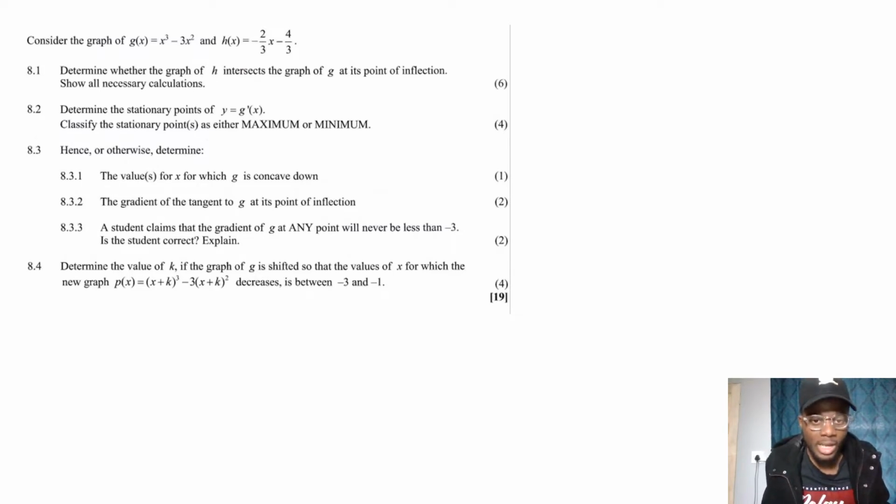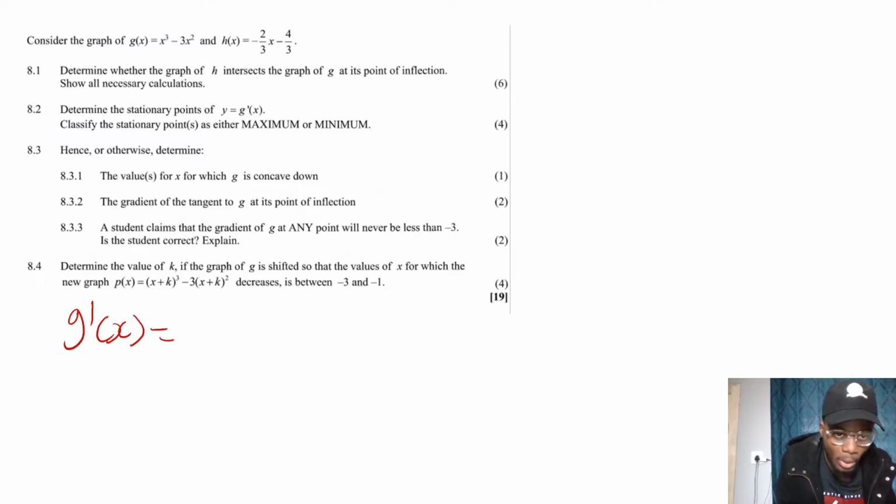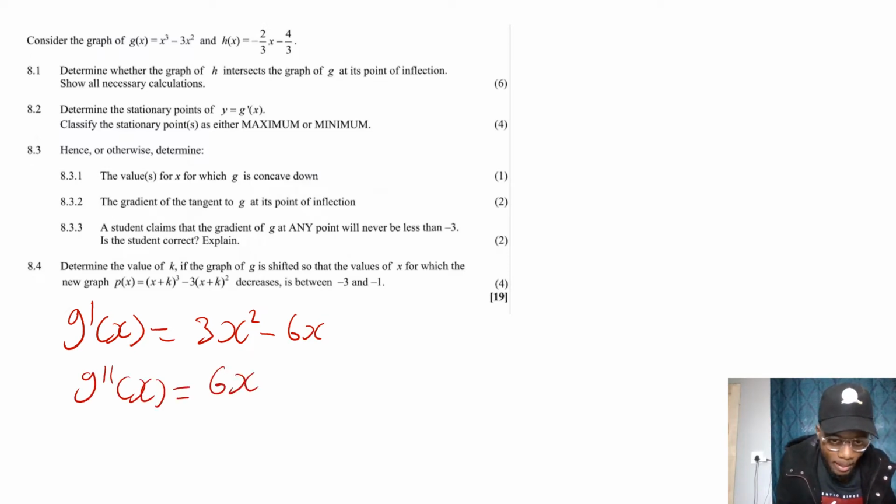So the first thing that we have to do in this question is to determine the point of inflection. To determine the point of inflection of our function, which is g of x, we do the second derivative and then equate it to 0. So let's differentiate our function. Then g prime of x equals 3x squared minus 6x. Then the second derivative will be 6x minus 6.